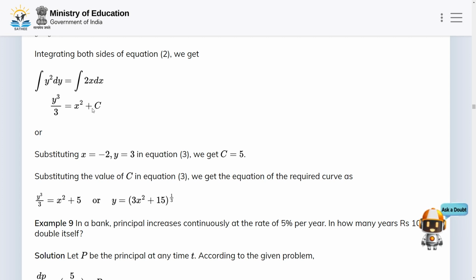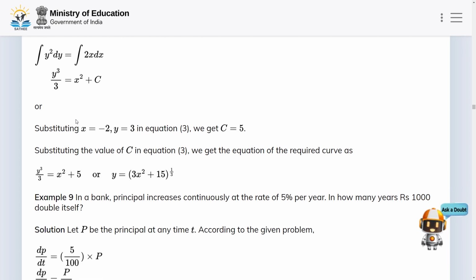This means 4 plus c will be what? 3 cubed over 3, so it will be 27 by 3, which means 9. So 9 is equal to 4 plus c. So this means c must be 5.